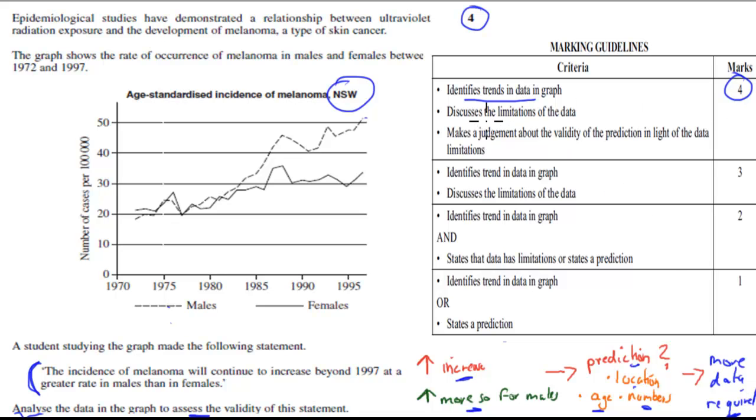Because to get 4 marks, you've got to discuss the limitations. So the limitations that I'll be discussing will be things like we don't know what ages these people are. Maybe with more data, we can see if the trend will continue, right?